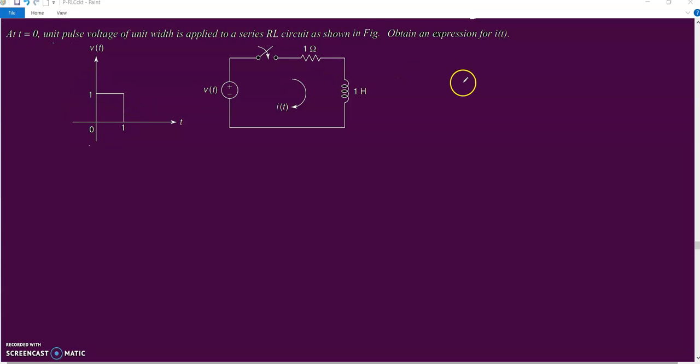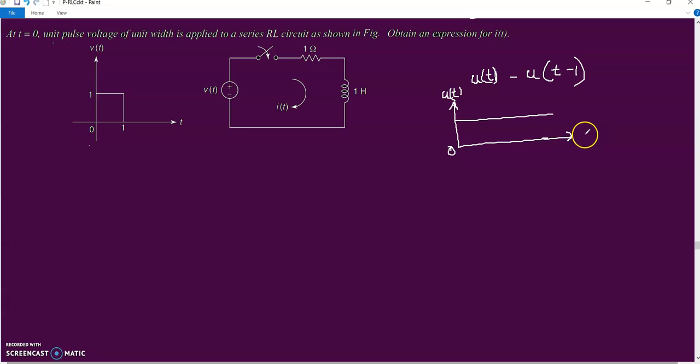How can we represent this signal? This signal is u(t) minus u(t minus 1). How will we get this signal? You know what is u(t). This is u(t), that is starting from 0 and extending to infinity. What is u(t minus 1)? u(t minus 1) means it is a signal which starts from 1. That is, this signal is shifted by 1 unit and extends till infinity.